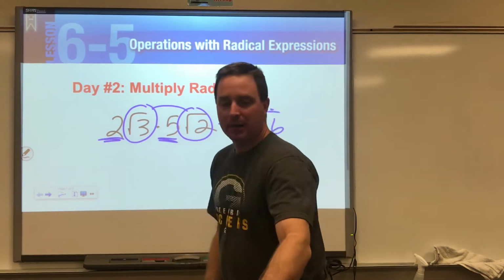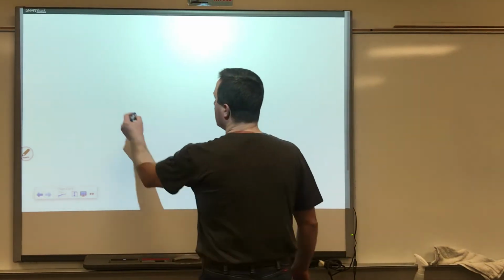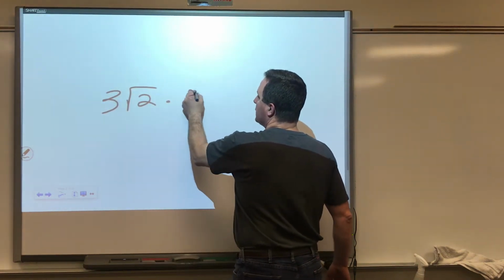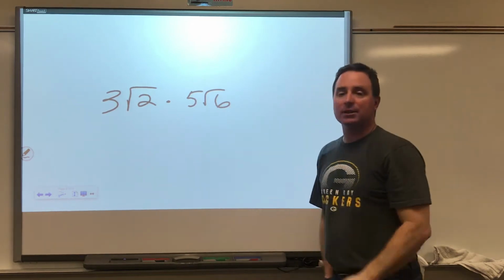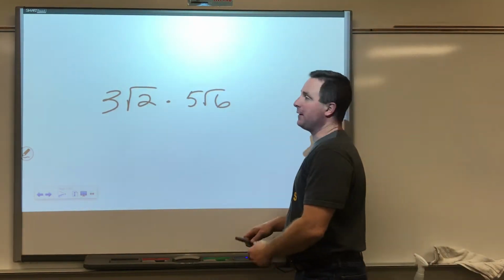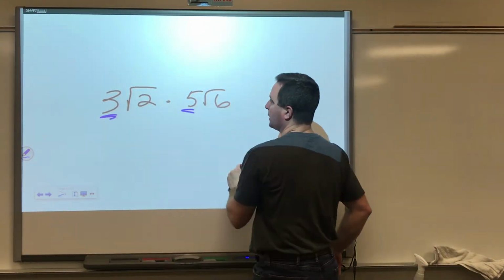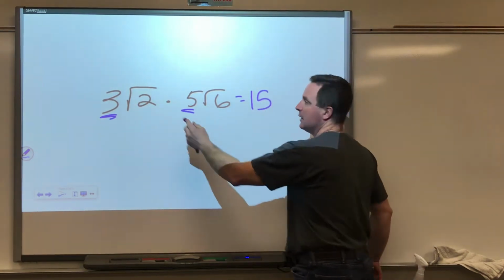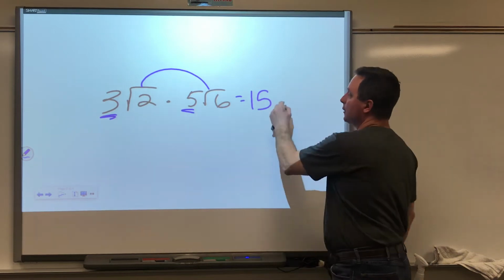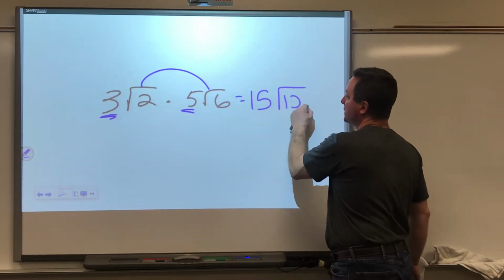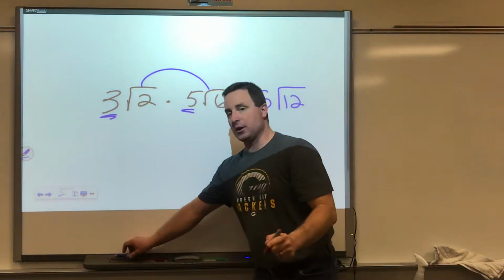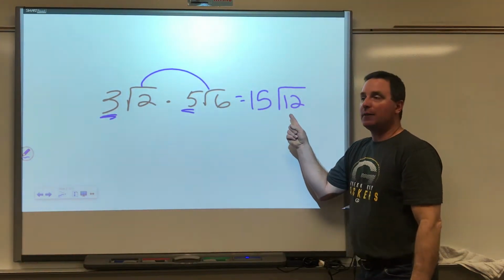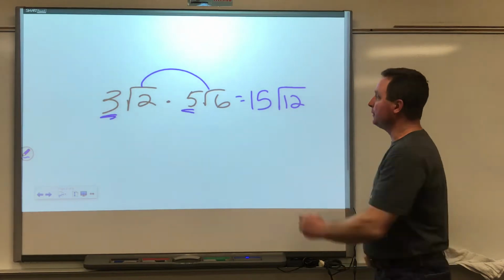Okay, here's another one. What if I had 3 square roots of 2 times 5 square roots of 6? Again, if I multiply the big numbers with the big numbers, 3 times 5, I get 15. The radical part with the radical part, square root of 2 times the square root of 6 is the square root of 12. This time though, 12 is not a perfect square, but it can be simplified.